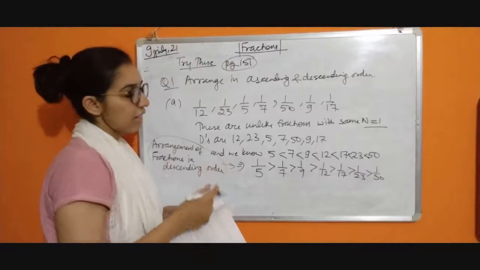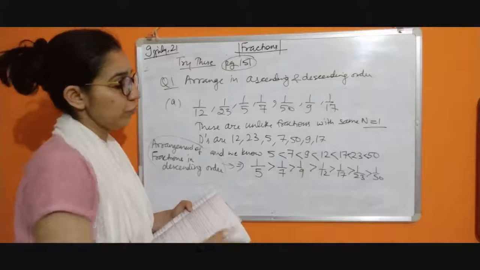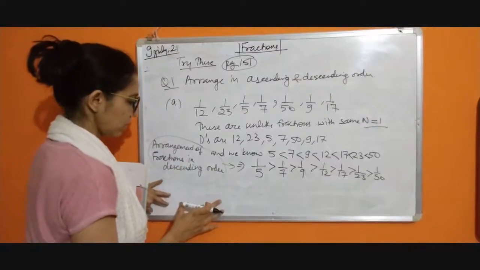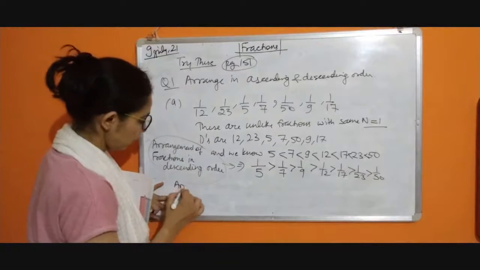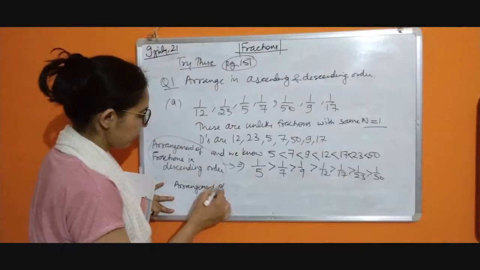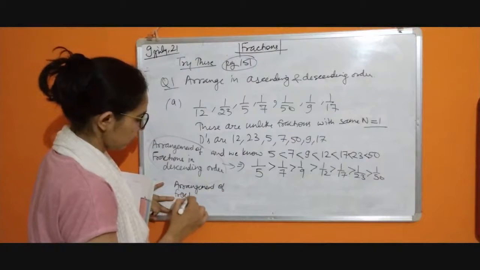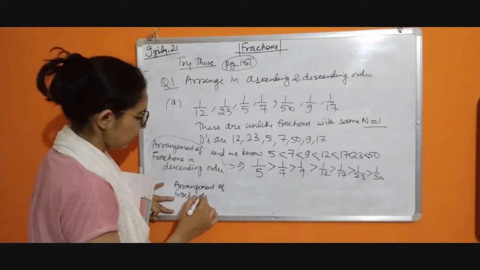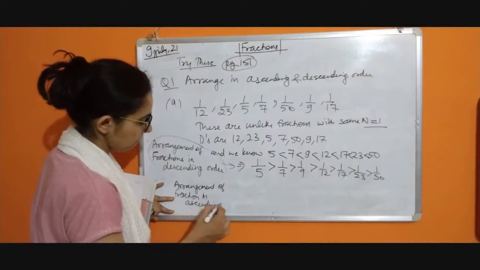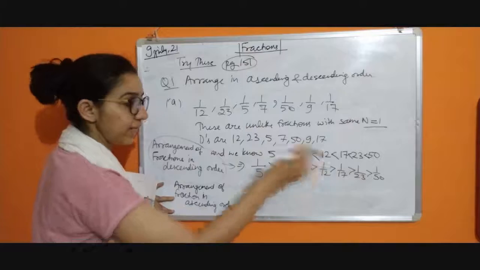If you want the ascending order, we just need to reverse this. So, arrangement of fractions in ascending order. We will start from the right hand side.